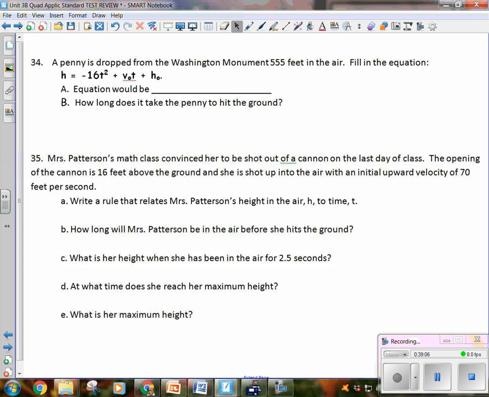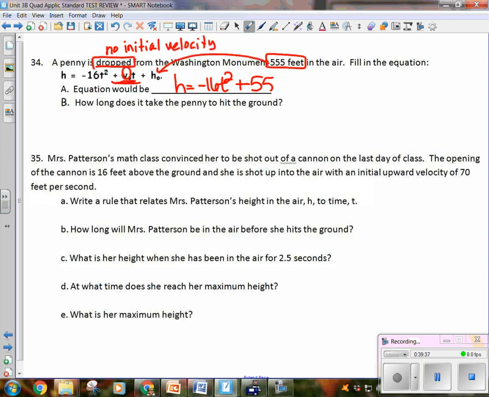If it's dropped, that means it has no initial velocity. No initial velocity. So this would actually be filled in with a what? 0. The monument is 555 feet in the air. If I was on top of the Washington Monument when I dropped it, the initial height would be 555. So the equation becomes negative 16t squared. There turns out not to be a middle term. Remember, that term won't really be there because it's 0, plus 555.